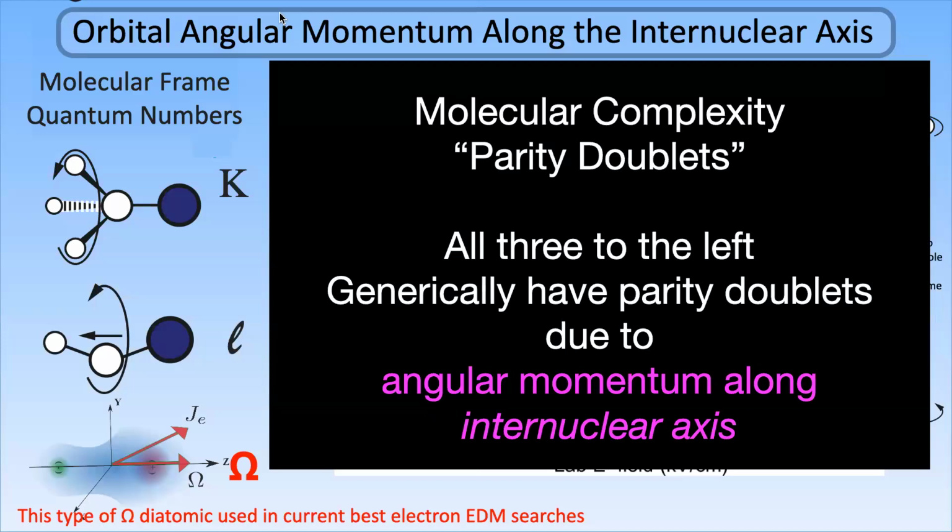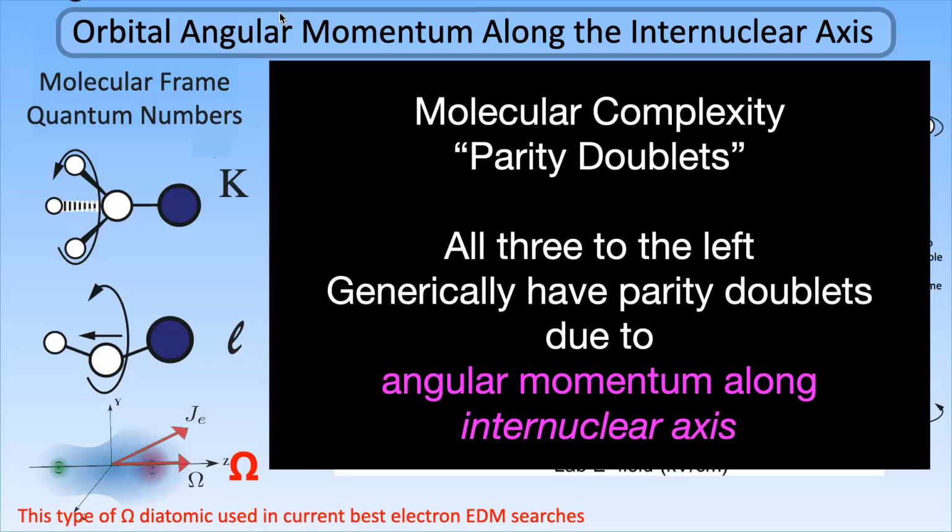There's details that matter. And one of the details that matters are these things. So in molecules, you can have orbital angular momentum along the internuclear axis. And certainly, even as graduate students, you're not taught about the molecular frame, but there is a molecular frame quantum number, which is the projection along the internuclear axis. So if I sit in the molecular frame and I do a parity transformation in the lab frame, the direction of that angular momentum switches.